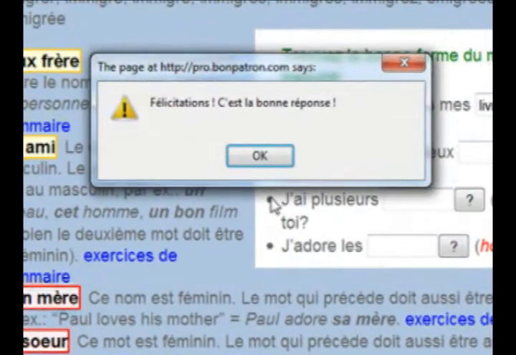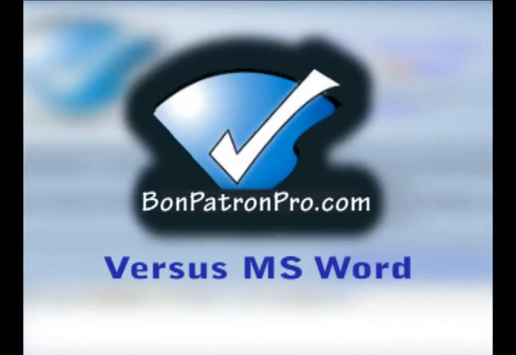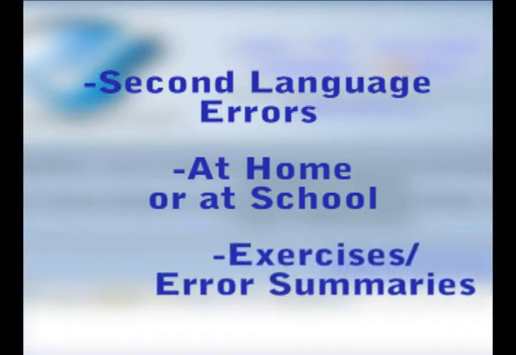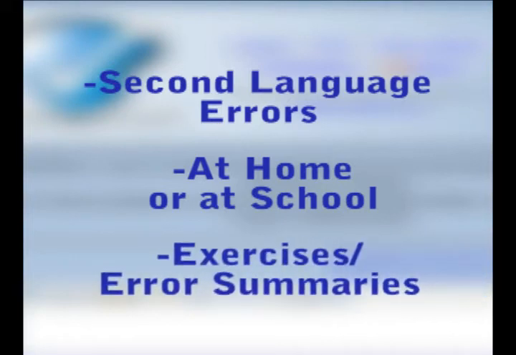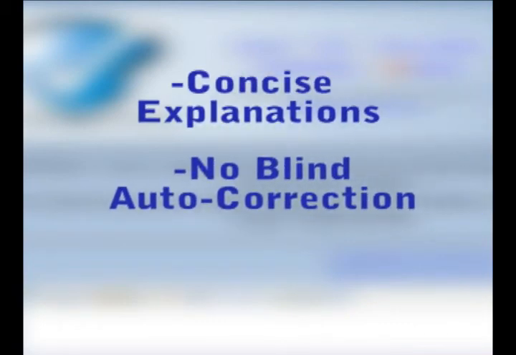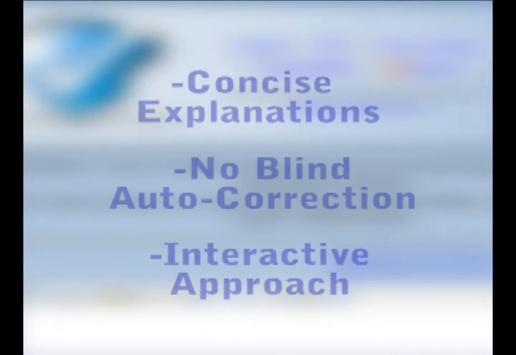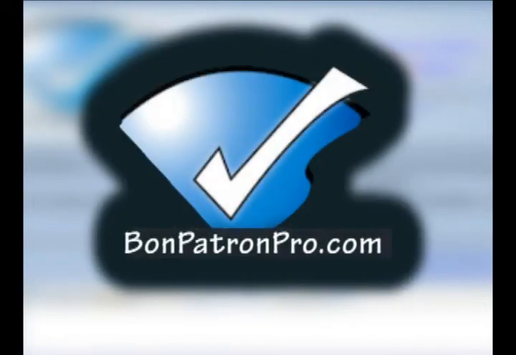Now some ask, how is BonPatron Pro different from MS Word's Grammar Checker? BonPatron targets errors made by second language learners of French. It's available online and can be used at home or at school. It has exercises and error summaries to encourage learning. BonPatron Pro provides clear explanations that students interact with in order to learn during the editing process. And we should also note that BonPatron Pro catches twice as many errors as MS Word.